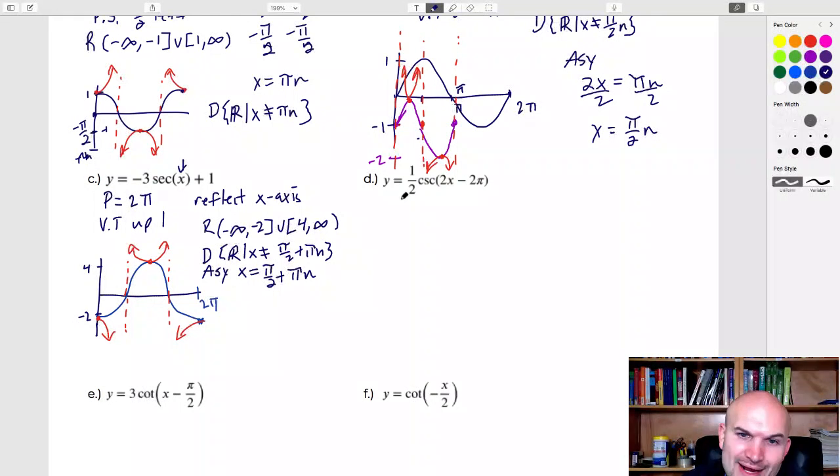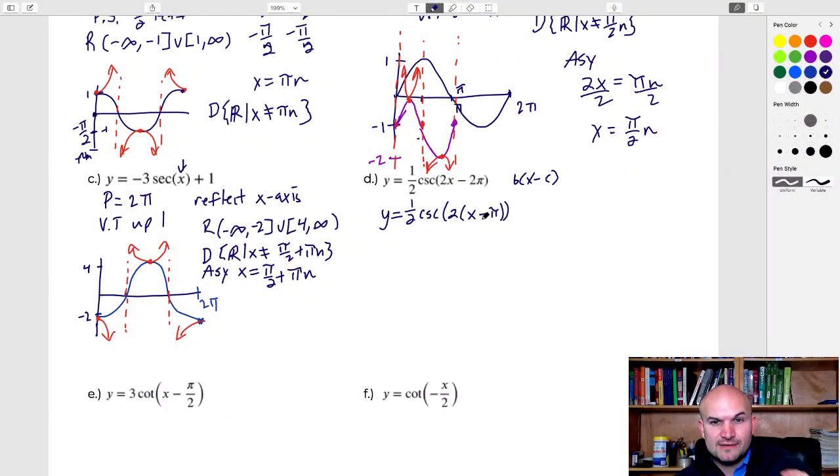All right, so y equals 1/2 cosecant of 2x minus 2 pi. Again, our main thing is I want to make sure that whenever I have multiple operations inside of my function, that it's written in the form b times x minus c. So to do that, I'm going to factor out a 2. And by factoring out 2, I'm left with an x minus pi. Okay, so what I can see here is I have a lot going on. I have an a, b, and a c, right? Again, no d.